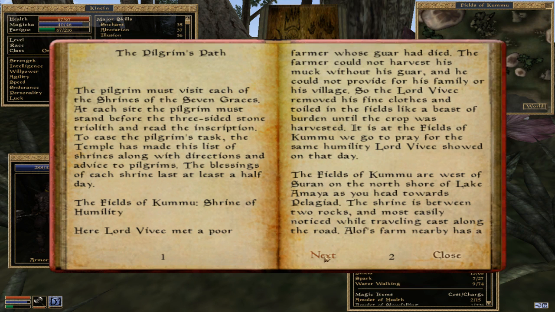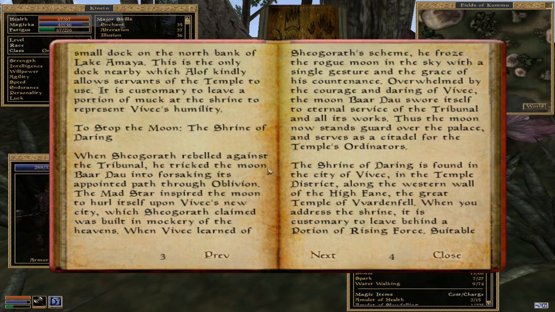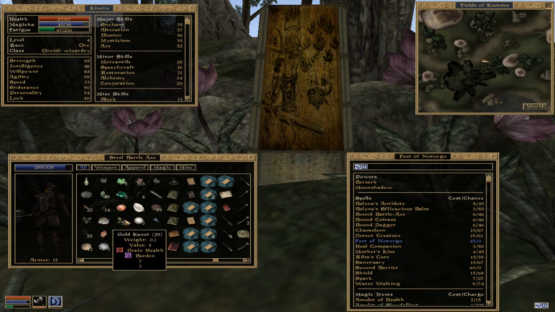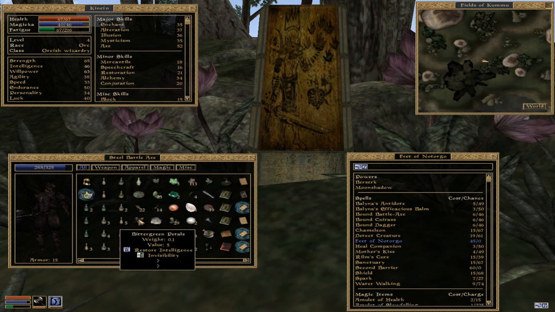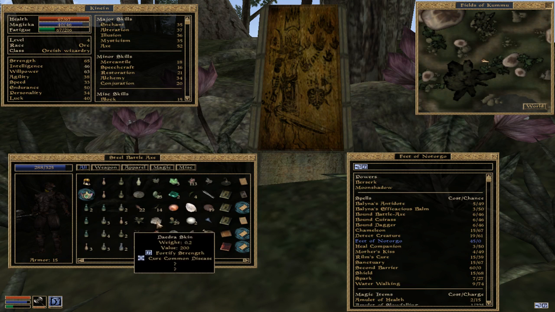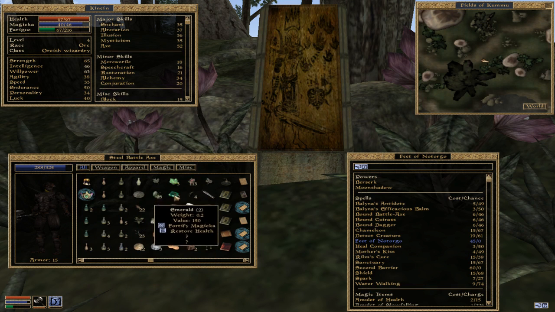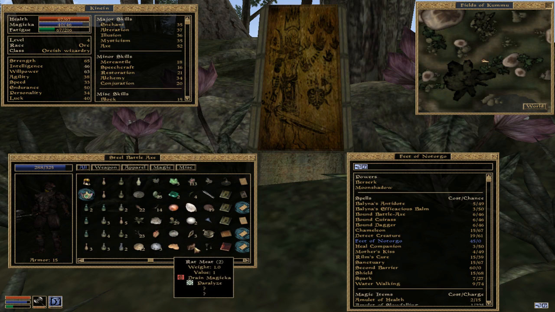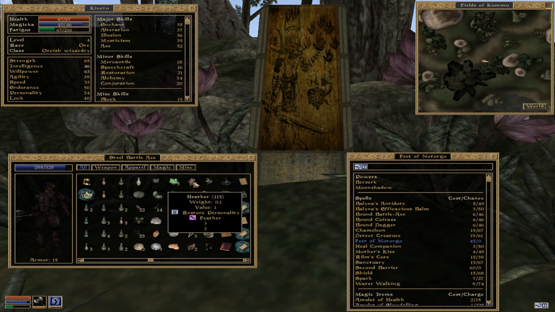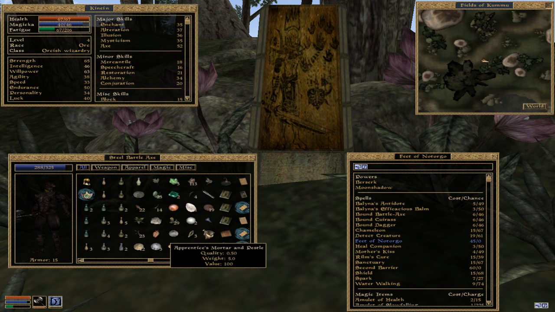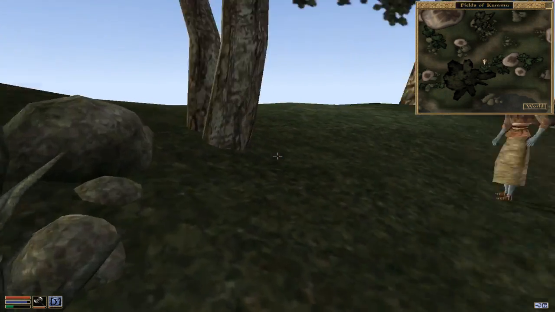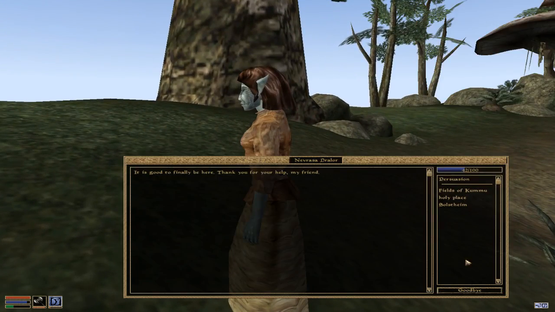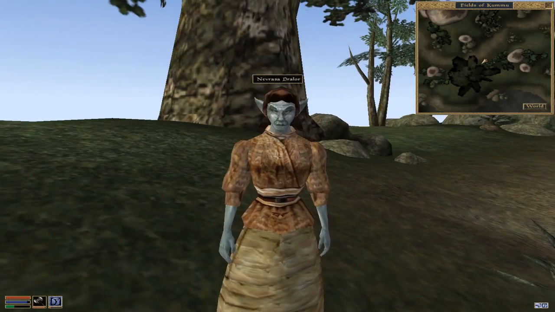We know where it is. What do we need to do here? It is customary to leave a portion of muck at the shrine to represent Vivec's humility. Portion of muck. What is muck even? Is it something here? I don't know what muck means. That's stupid. Hey, woman, do you have some muck? Wait a second, let's steal it from here.